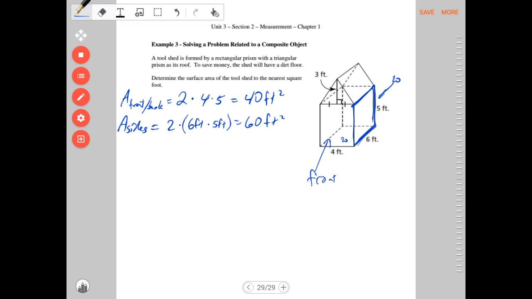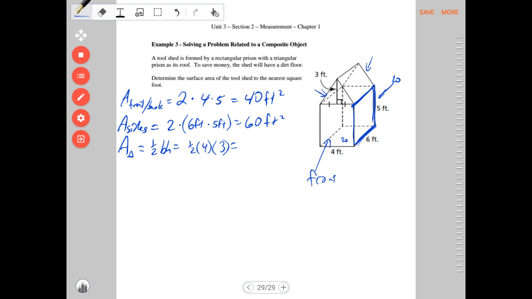Now, we also have to include the area of the triangular prism up top. So look, the triangular prism has 2 triangles, front and back. So the area of the triangles, remember the area of a triangle is 1/2 base times height. Okay, so we have 1/2. The base of this triangle is 4, and the height of the triangle is 3. So 1/2 times 4 times 3.